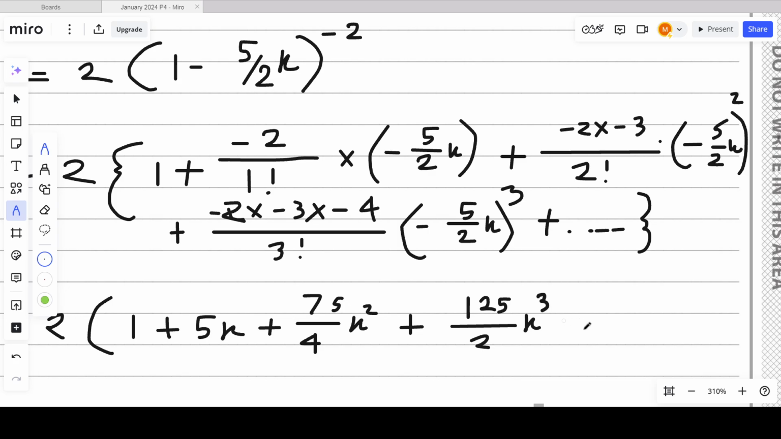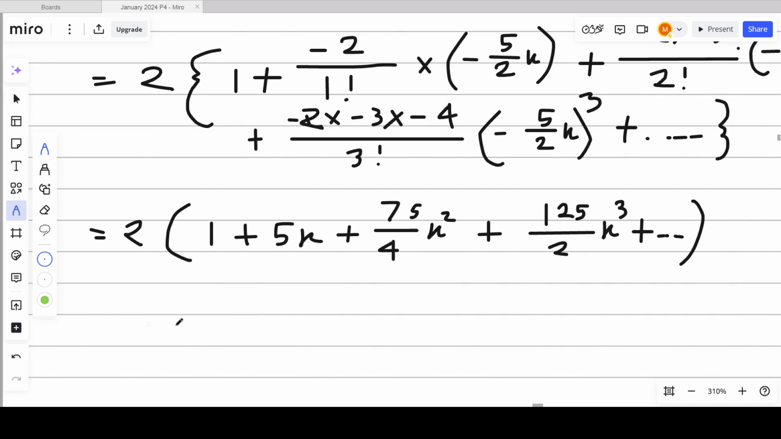Fine. And it keeps going. Keep it going. That's fine. Now multiply that by 2. So we'll get 2 plus what? Plus 10x.